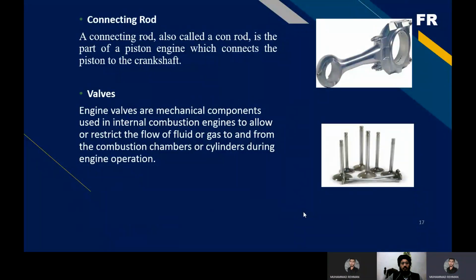Now we come to connecting rod. The connecting rod is a rod that connects the piston with the crankshaft, and it is also made of forged steel so that it can sustain a high amount of torsion and other irregular forces.